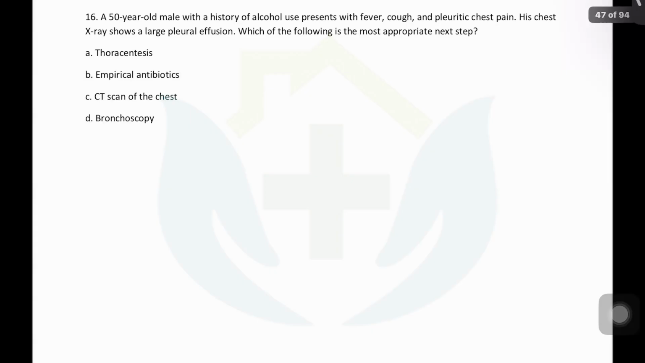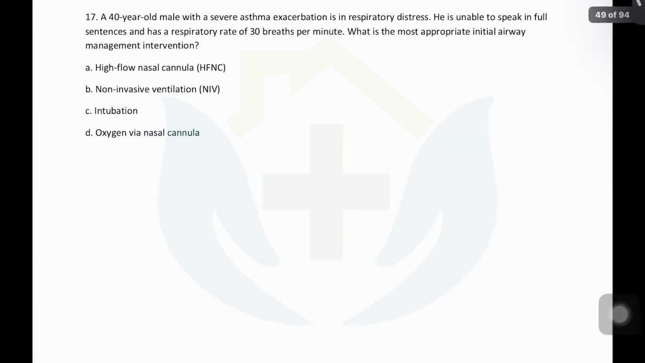So can we move forward? Okay. Yes. Sure. A 30-year male with a history of alcohol use. I don't know what is happening. Some questions are getting repeated. I only made this class.